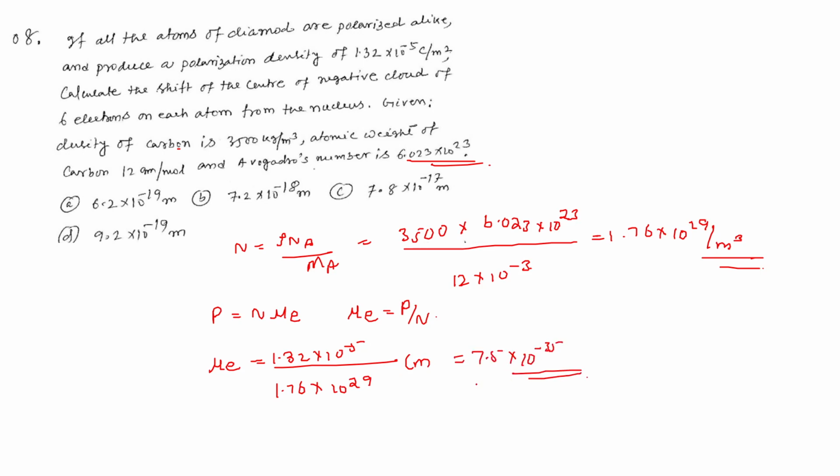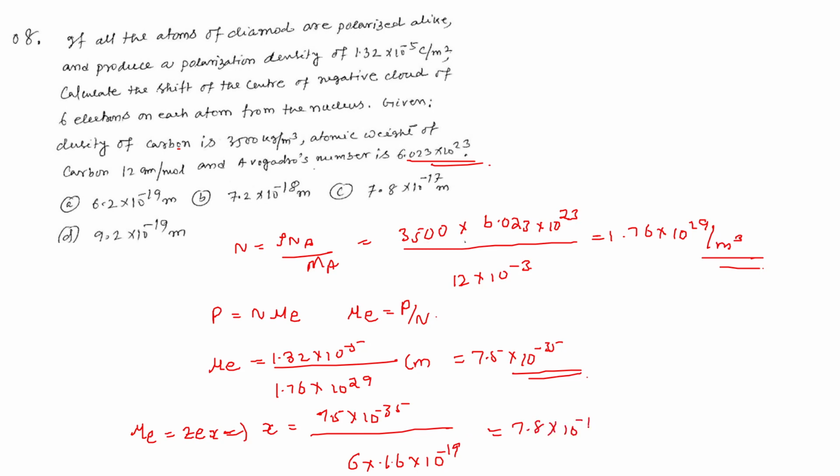Okay, now there is a shift of the negative cloud, that is x, you can take it as. So then mu E will be ZEX, right? So from there you have to calculate the x value. So it will be mu E divided by ZE. So it will be 7.5 into 10 to the power minus 35 divided by 6 into 1.6 into 10 to the power minus 19. So it will be 7.8 into 10 to the power minus 17 meter. So that will be the answer, option C.